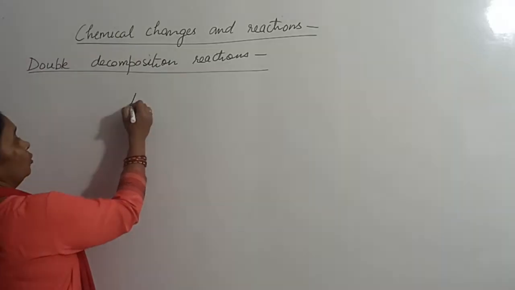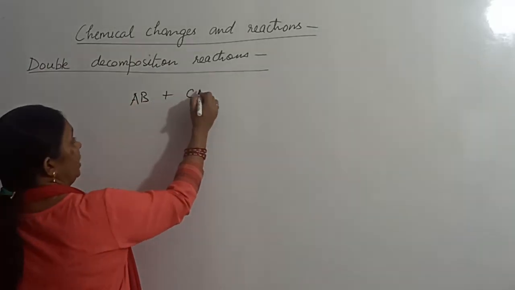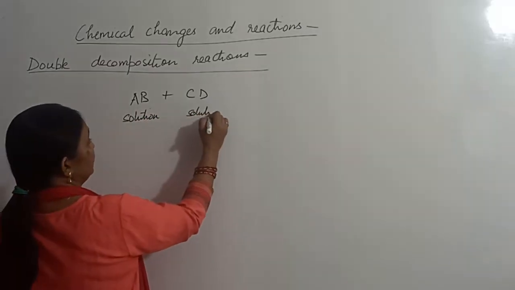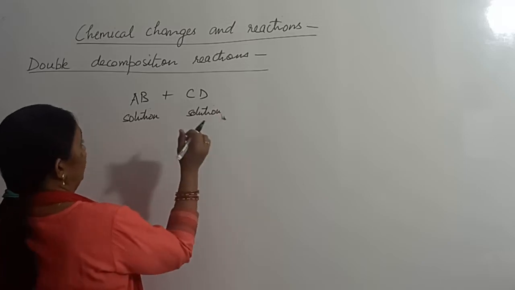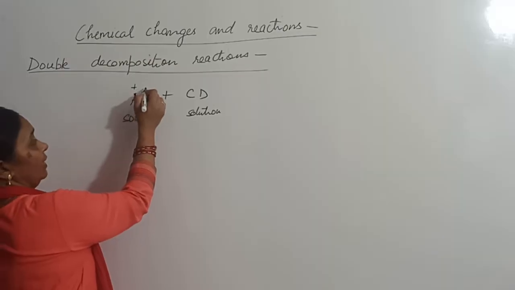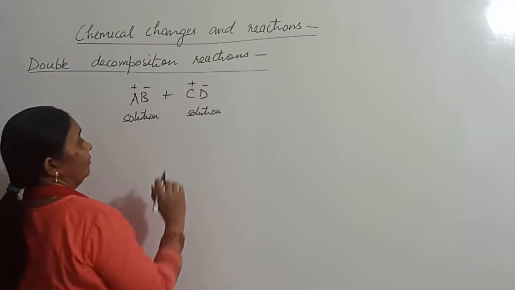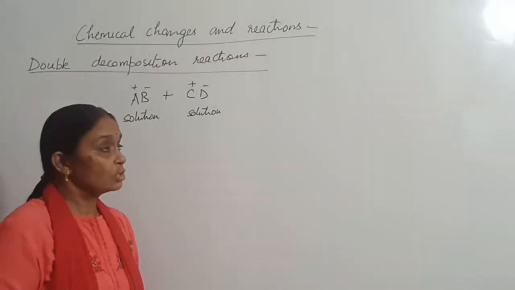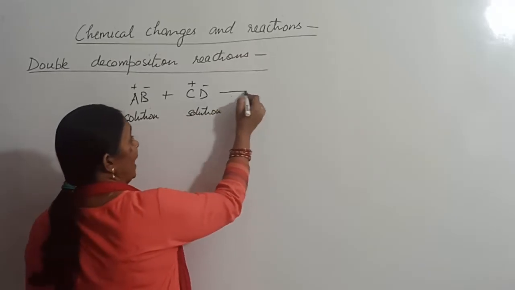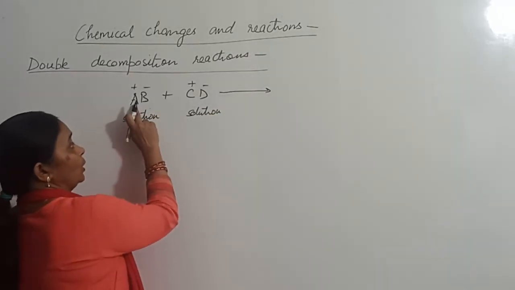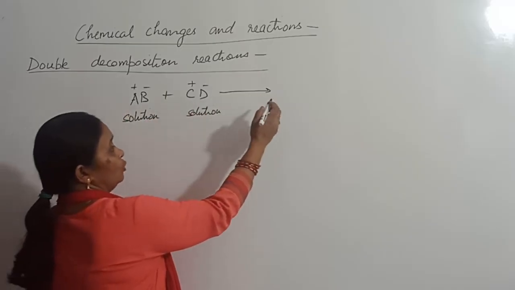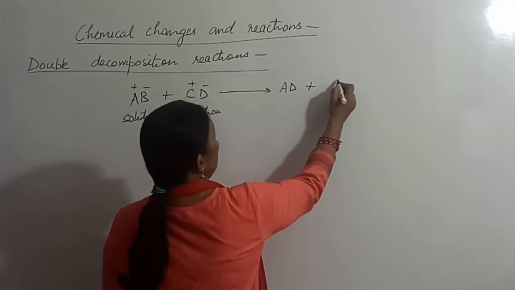Suppose you have two salt solutions, AB and CD. You very well know salts like AB will have one positive radical and one negative. CD will also have one positive radical and one negative. So when the solutions of these two salts react, they form two new compounds by exchanging their radicals. The positive radical of this salt will form a new compound with the negative radical here. So the new compounds will be AD and CB.